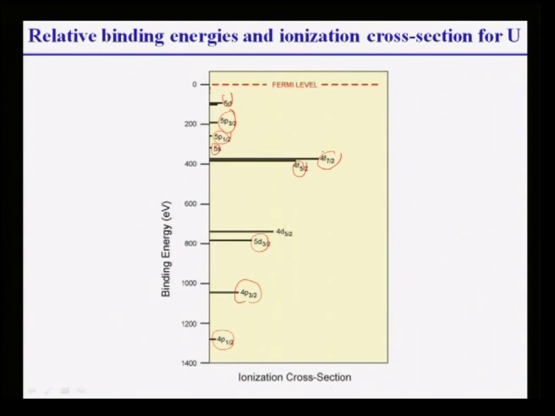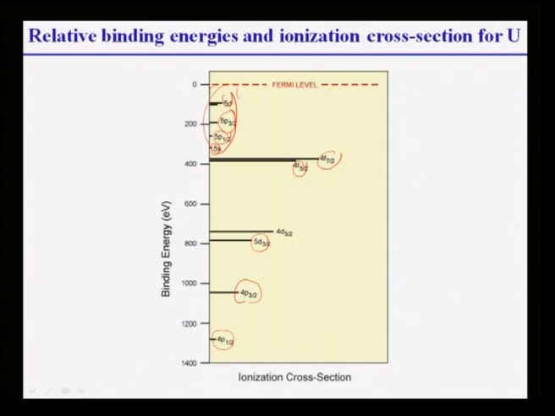You can see the ionization cross sections are very high. Ionization cross section means how many electrons are created after you ionize with these X-rays. Very high for 4f electrons, followed by 4d, then 5d and 4p. Ionization cross sections are very low for electrons like 5d, 5p and 5s, because they are very close to the Fermi level.